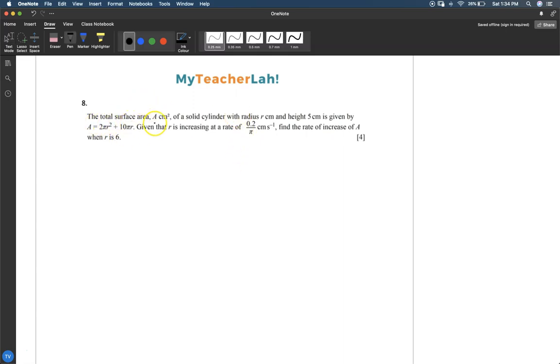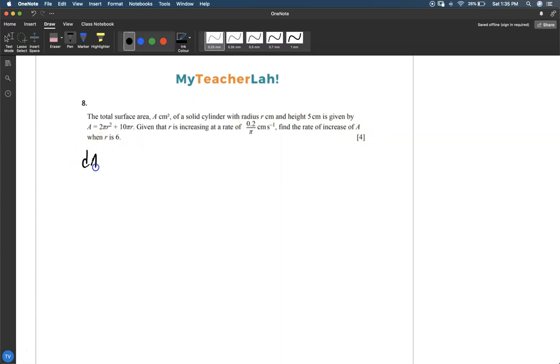So the total surface area of a solid cylinder with radius r and height h is given by this. They've given you the formula, so that's nice. And they mentioned that r is increasing at a rate of this. You'll need to find the rate of increase of A when r is equal to 6. So what we are looking for is the rate of change of A.